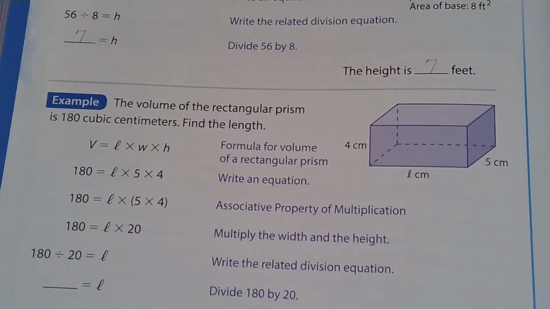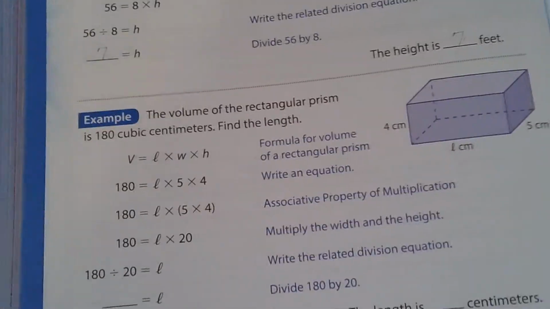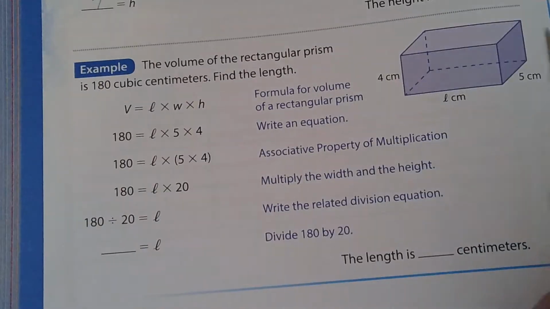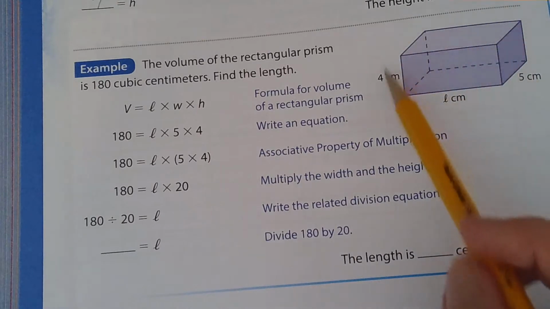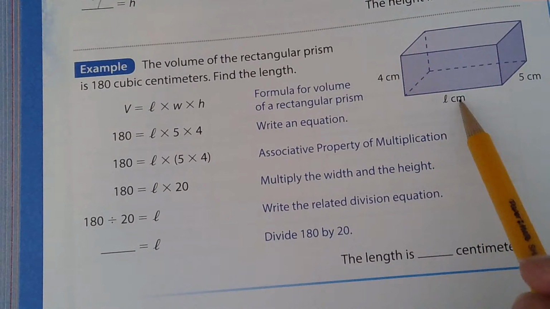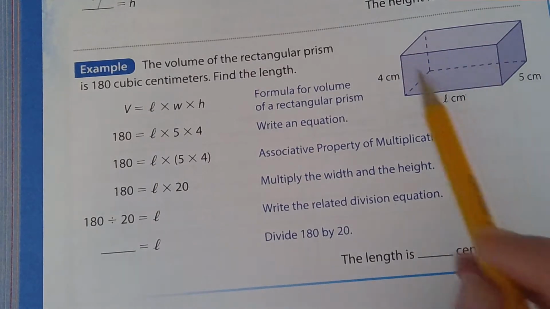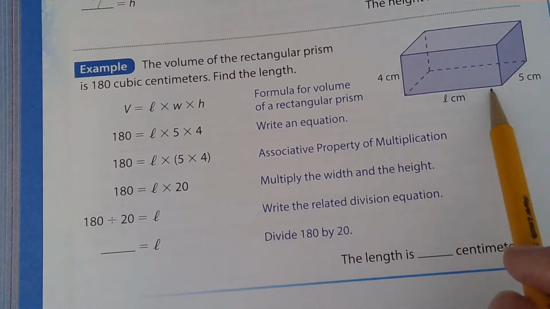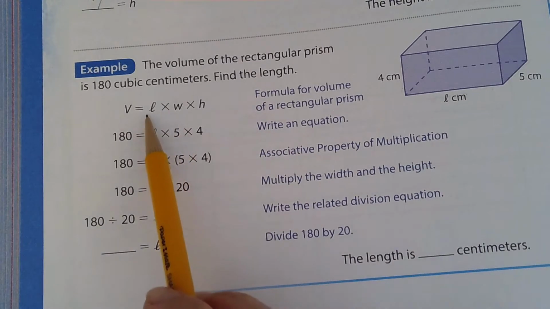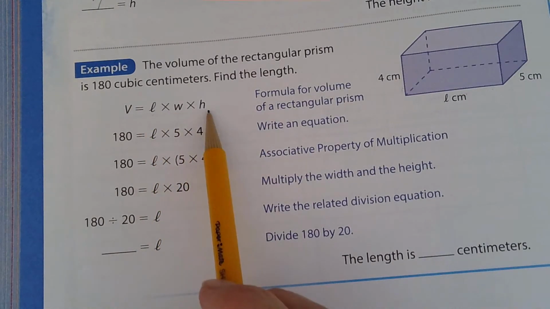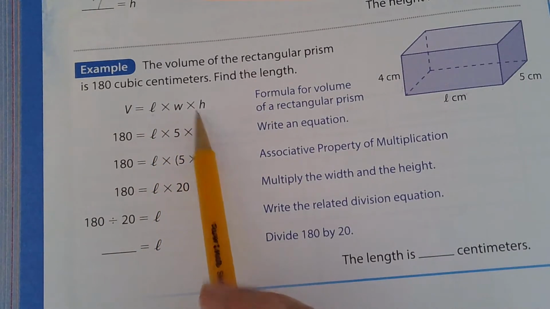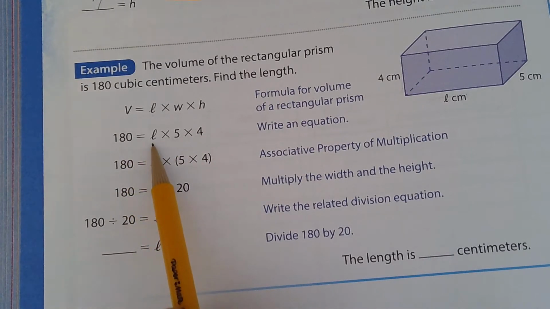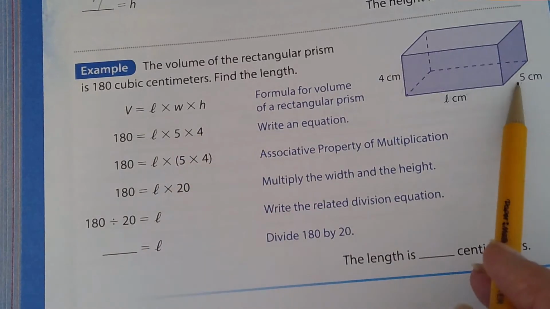All right, let's look at the next one. The volume of the rectangular prism is 180 cubic centimeters. So this whole thing is 180 cubic centimeters. We have the height, we have the width, but we don't have the length. Now they're showing it this way: length times width times height. We know that 180, the whole thing, equals length, which we don't know, times 5 times 4.